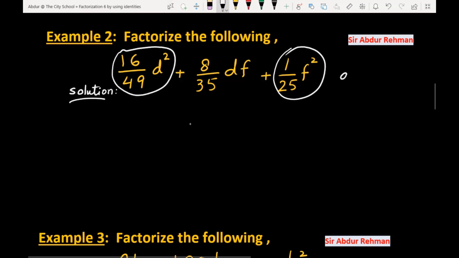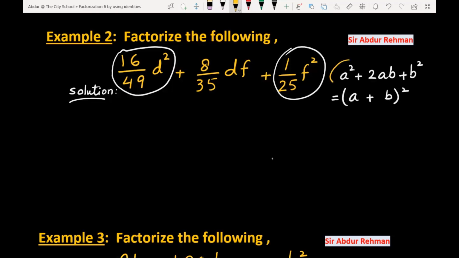Recall the identity a square plus 2ab plus b square. The middle sign is positive, so you have to write the positive identity here, which will be equal to a plus b whole square. In this identity, this portion is an expanded form, and this portion is known as a factorized form.